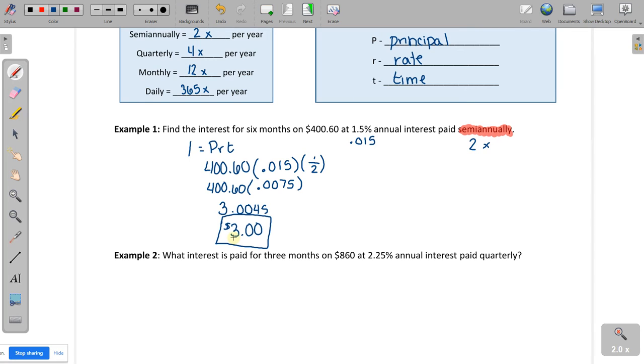Let's look at the next problem. What interest is paid for 3 months on $860 at 2.25% annual interest paid quarterly. So every 3 months is 1/4. So we're using the same formula. I equals PRT. Our principal, $860, times our rate, 2.25, changed to a decimal is 0.0225.